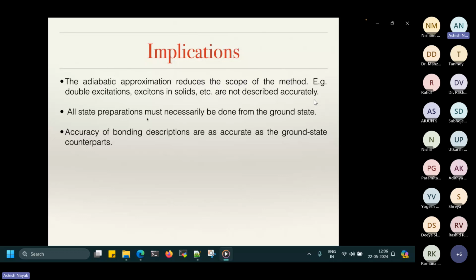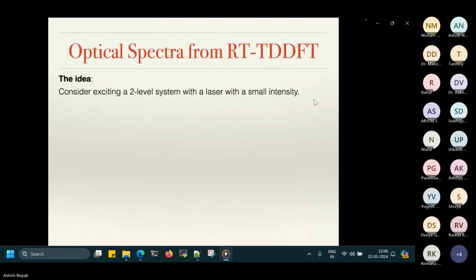All state preparations must necessarily be done from the ground state, so that the initial state dependence is removed. Now, of course, since you're using the ground state exchange correlation potentials, your bonding descriptions are just going to be as accurate as the ground state. Right? So keep those things in mind.